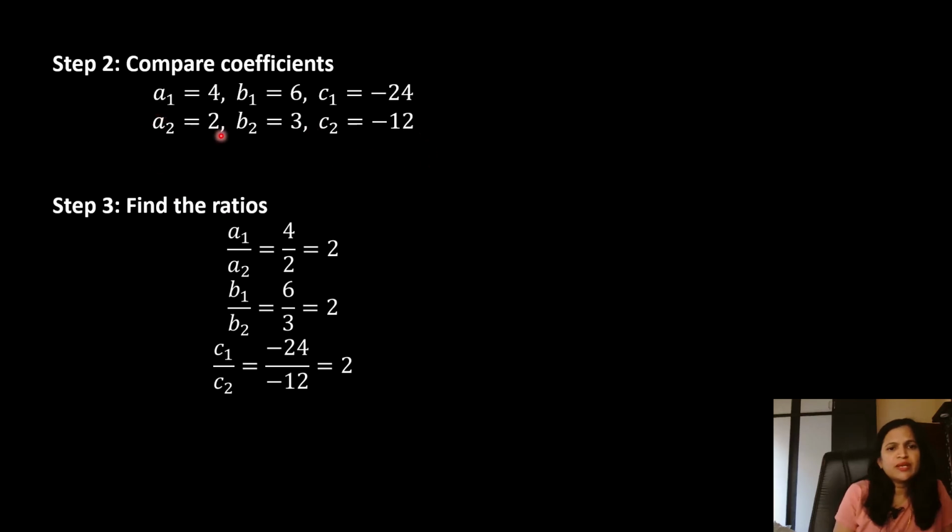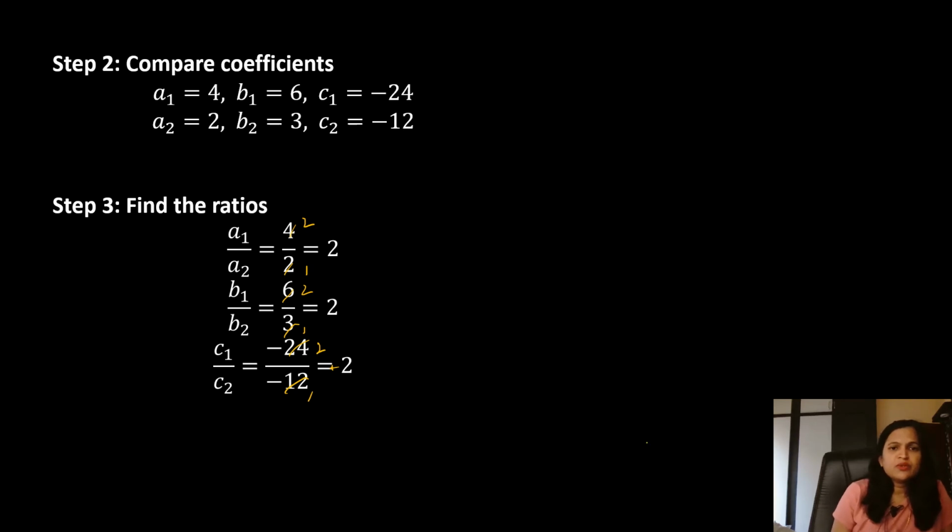Then the ratios: a1 by a2 is 4 by 2, that is 2 ones are 2, 2 twos are 4, that is 2. b1 by b2 is 6 by 3, 3 ones are 3, 3 twos are 6, therefore it is 2. c1 by c2 is minus 24 by minus 12, 12 ones are 12, 12 twos are 24, minus divided by minus is plus sign, therefore all are equal here.